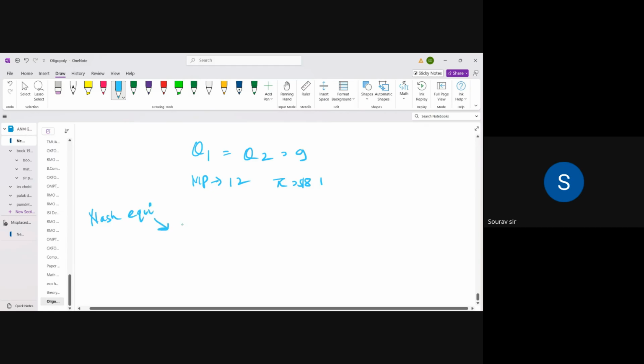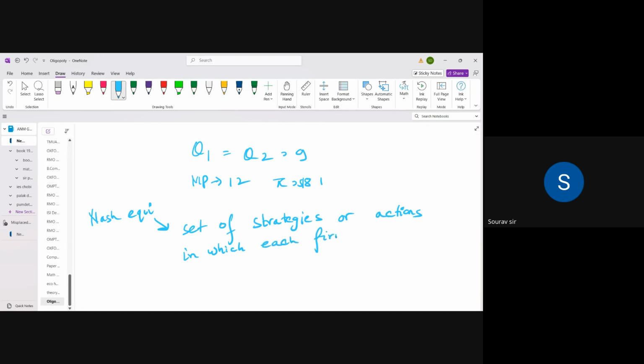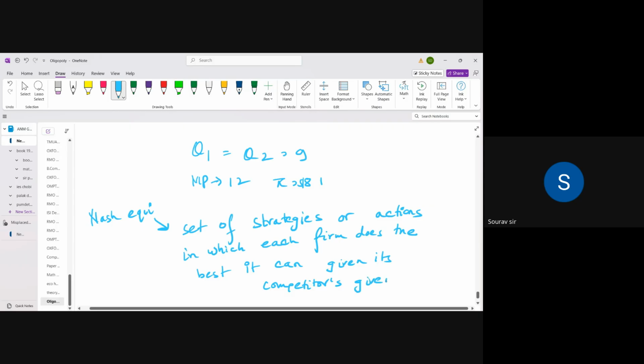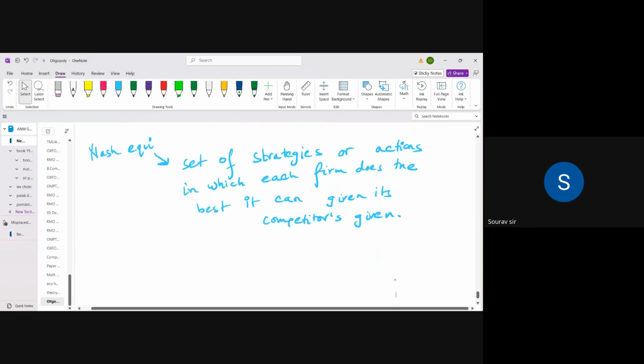Nash equilibrium. What is that? Nash equilibrium is a set of strategies or actions in which each firm does the best it can given its competitor's action. So that is what we call Nash equilibrium.